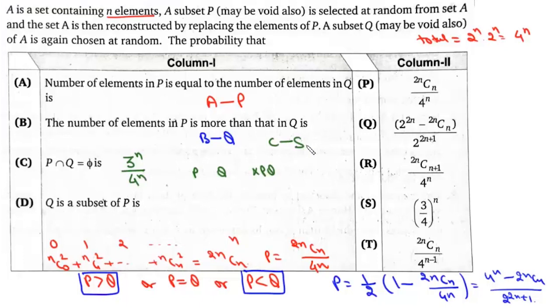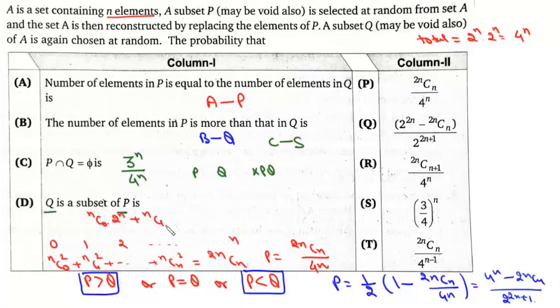it matches with S. Now D is Q is a subset of P. Now if Q is a subset of P, then first case is when Q doesn't have any element. So it is nC0. Then in that case, for each element, we have 2 choices. So we can construct this P in 2 to the power n ways.